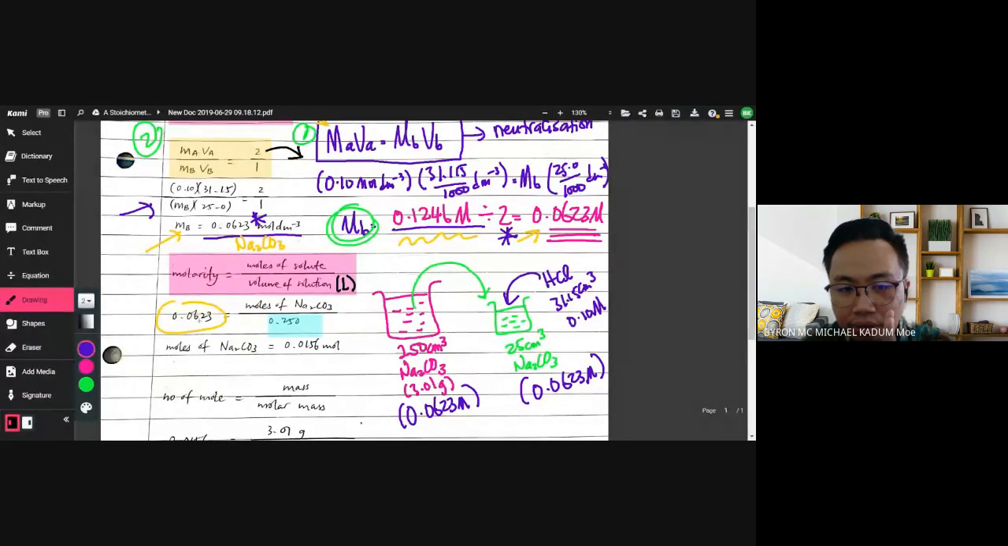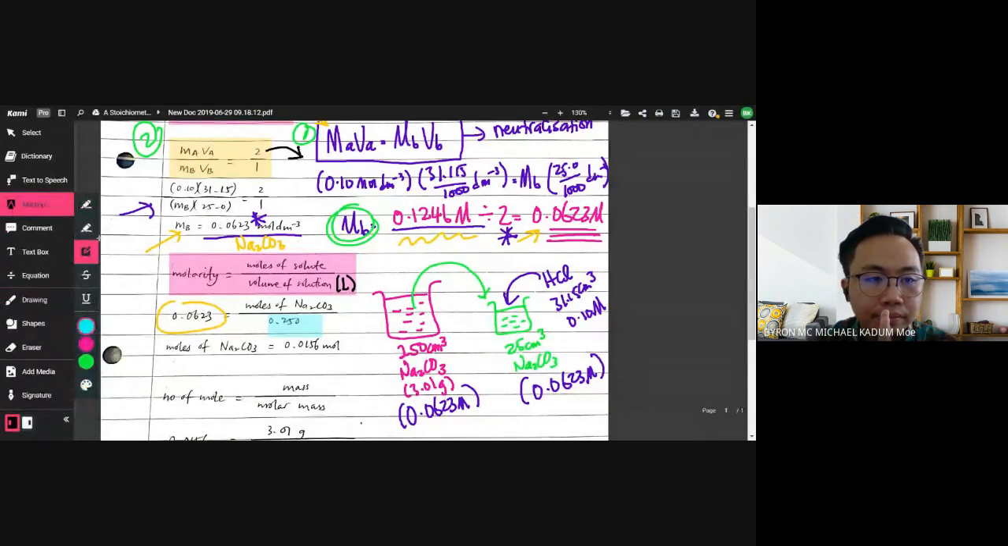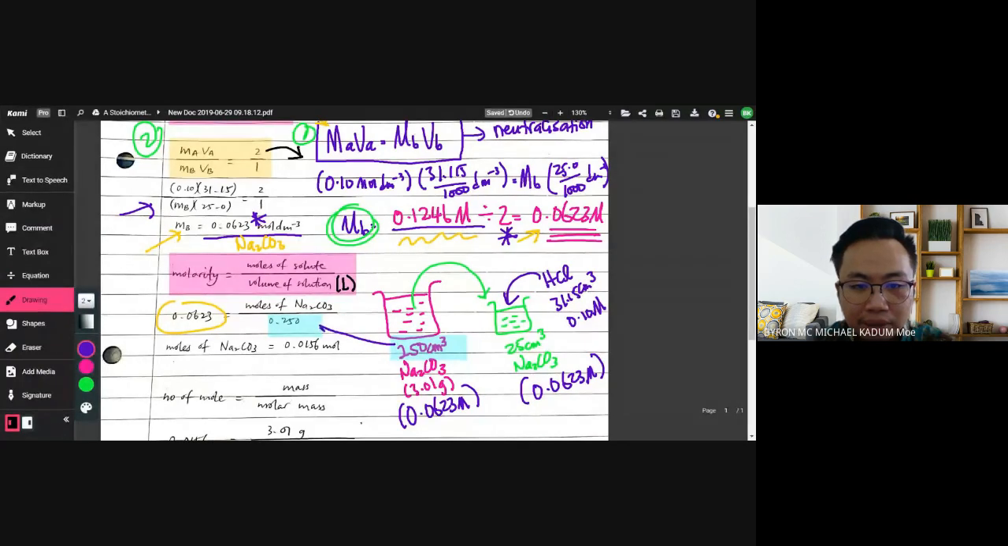So dengan menggunakan kaedah itu, dengan menggunakan logik yang itu, kita ambil 0.0623 over here, kita masukkan dalam formula molarity, kita ambil volume of solution, which is 250 here. Okay. This is the volume. And then kita masukkan dalam sini. Then you should be able to get the moles of Na2CO3. Kita dapatlah bilangan mol dia. Mole of Na2CO3, which is 0.0156 mol.